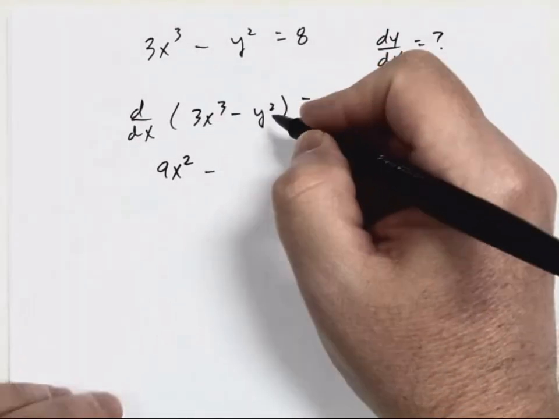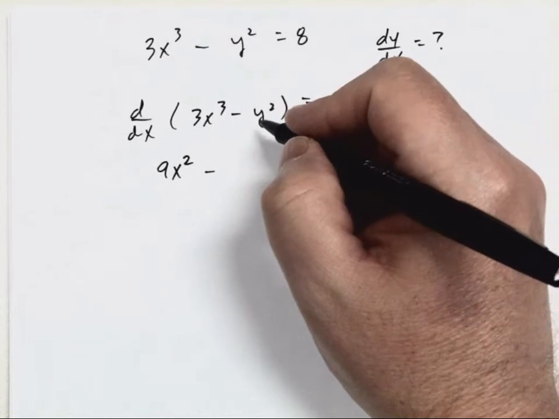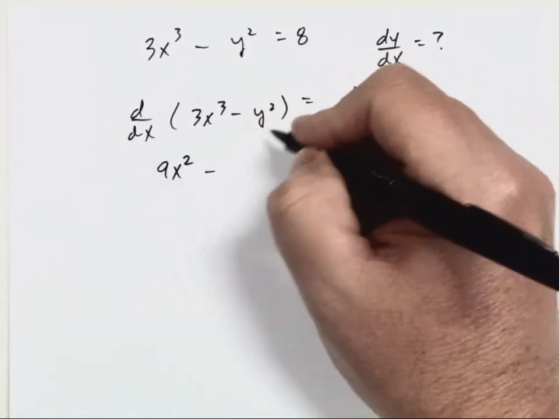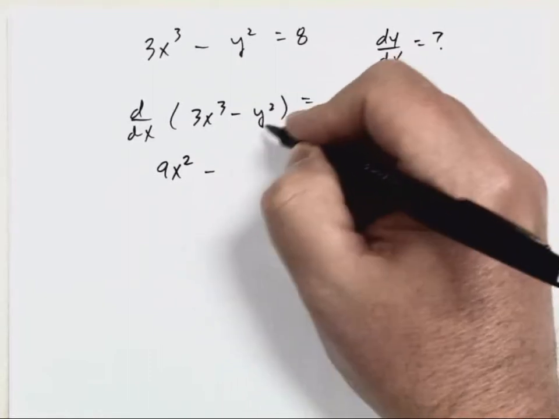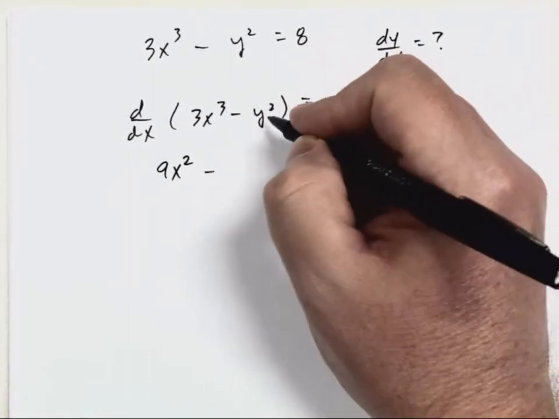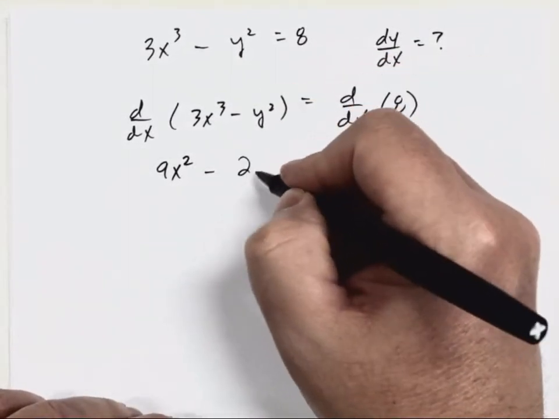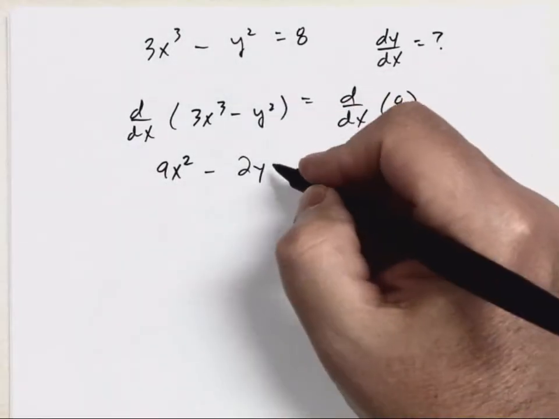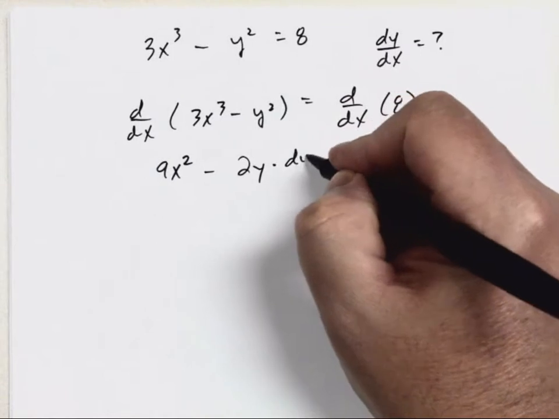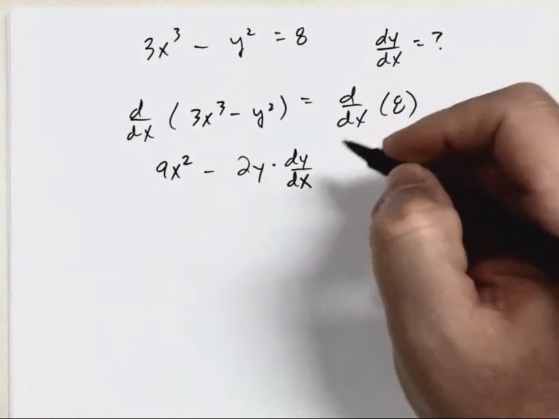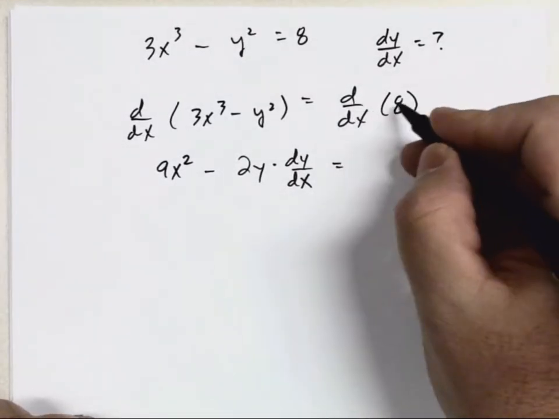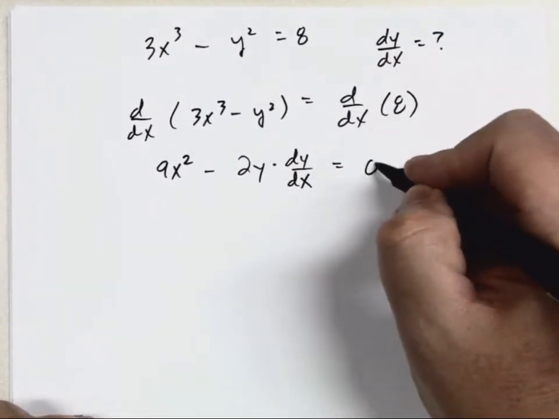However, the second term, I'm taking the derivative of y squared with respect to x. Since the variables are different, I go ahead and just apply my variable rules to y squared, which would be 2y. But because the variables are different, I then have to multiply by dy dx. On the right-hand side, when you take the derivative of a constant, it's 0.